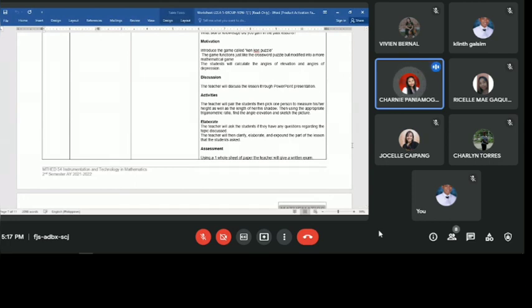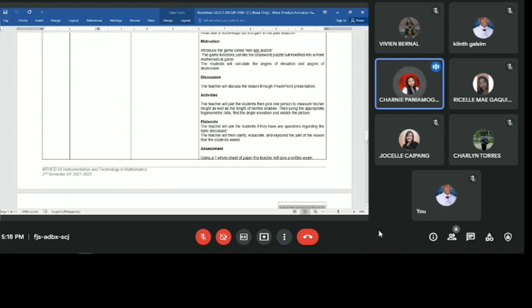After the discussion, activities will be given. The teacher will pair the students, then pick one person to measure his or her height as well as the length of his or her shadow. Then, using the appropriate trigonometric ratio, find the angle of elevation, and sketch the picture.